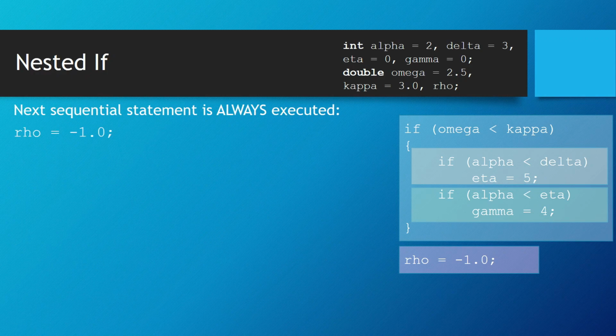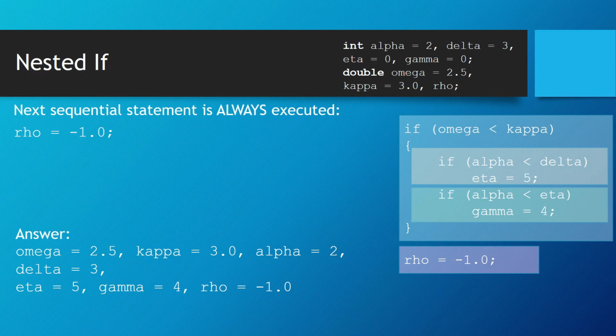The next sequential statement is always executed. Rho equals -1.0. This brings us to our final answer. Omega is assigned the value 2.5. Kappa is assigned the value 3.0. Alpha is assigned the value 2, delta is assigned the value 3, eta is assigned the value 5, gamma is assigned the value 4, and rho is assigned the value -1.0.